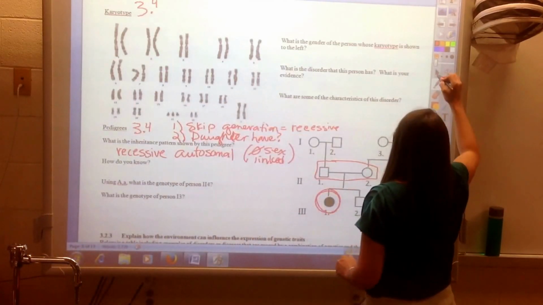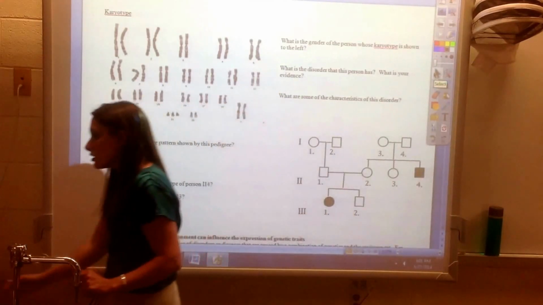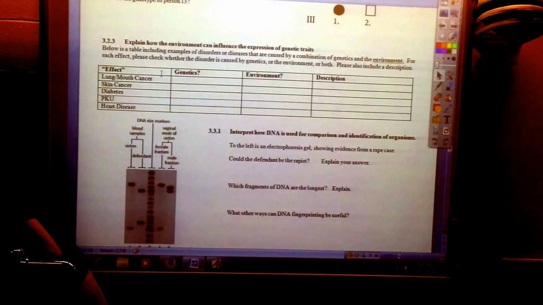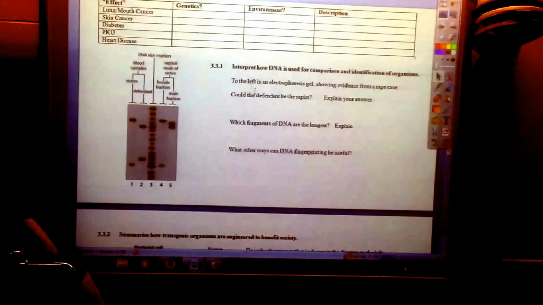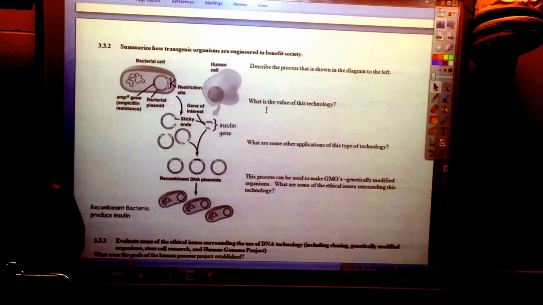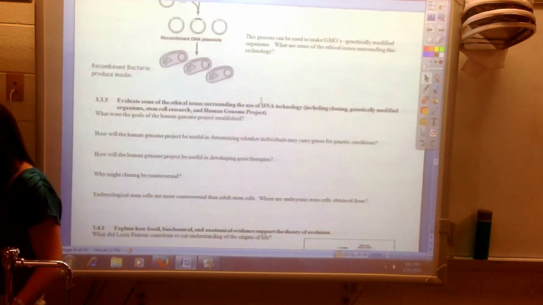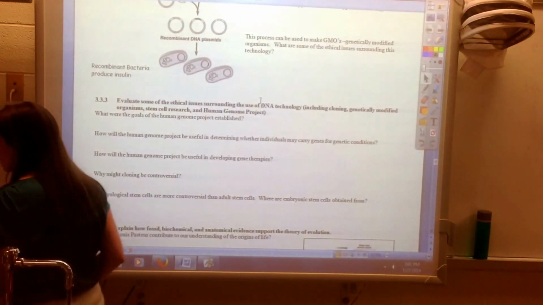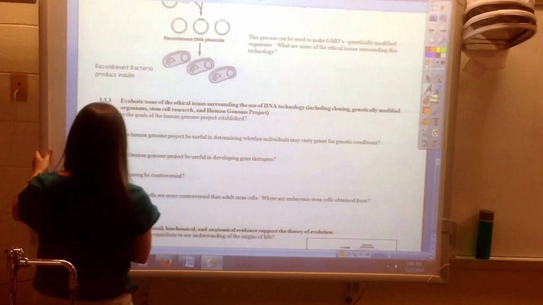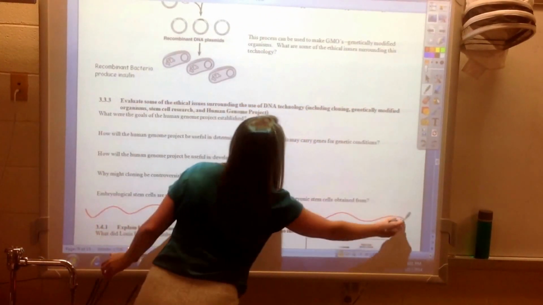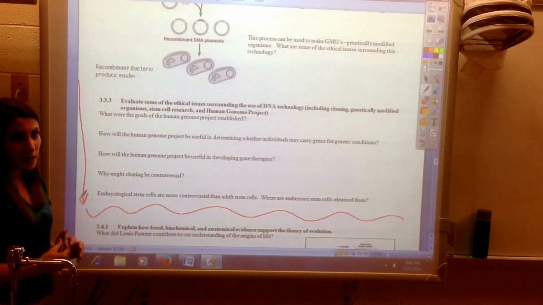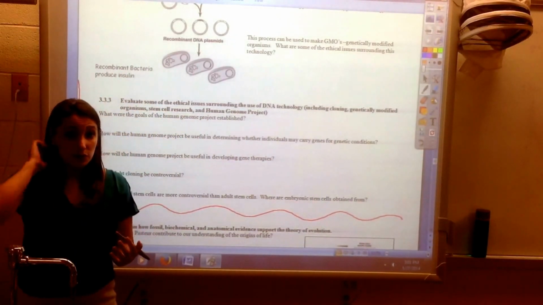In this section, it was a long one. There's also some information here about different expression of traits, the DNA fingerprinting, and transgenic organisms. And so we'll go over some of this information in class, but I would like for you to do your best to work all the way through, finish all of this as well. It should be pretty easy because it should be directly in your notes.